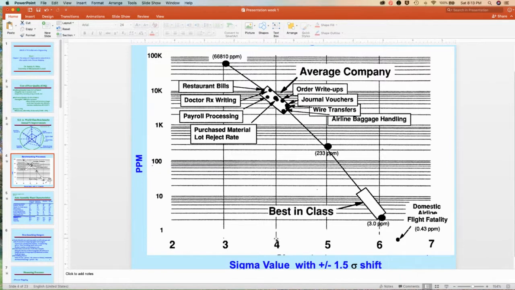Okay, a restaurant bill, writing a prescription, payroll processing. You certainly want your paycheck and payroll to be correct. So the reject rate on the average is 1 in 10,000. What Six Sigma was, as I said, is 3 ppm. I don't know if you can read that down there at the bottom.